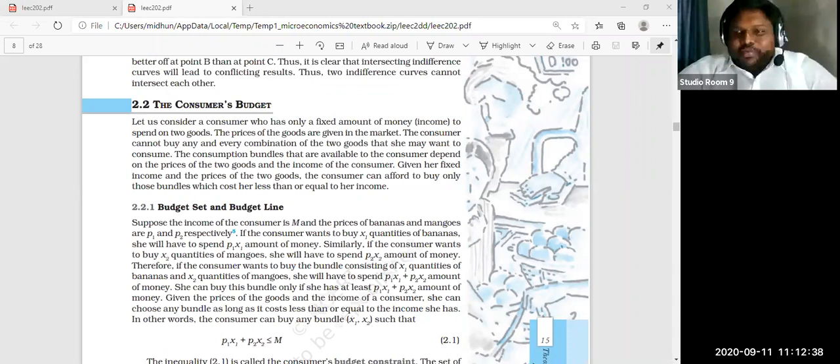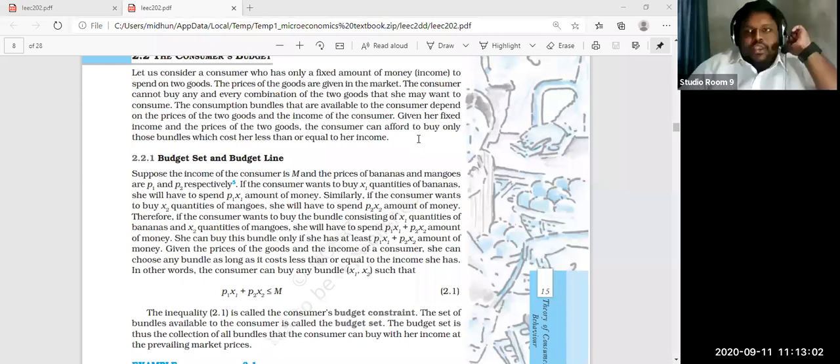Okay, so now it is just a simple understanding. So that's connected with the price of the commodity and income. That's what the consumer budget is. Okay, so given her fixed income and the price of two goods, the consumer can afford to buy only those bundles which cost her less than or equal to her income. So always the consumer is able to purchase the product by using less than her income or his income and at the same time equal to his or her income. Anyway, not more than that.